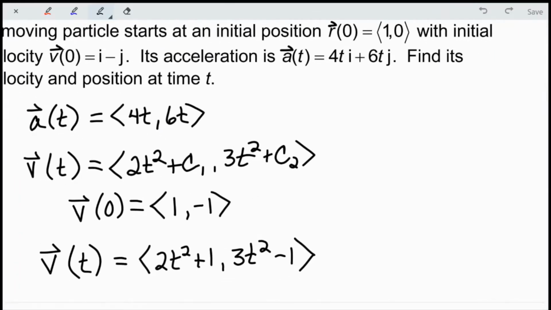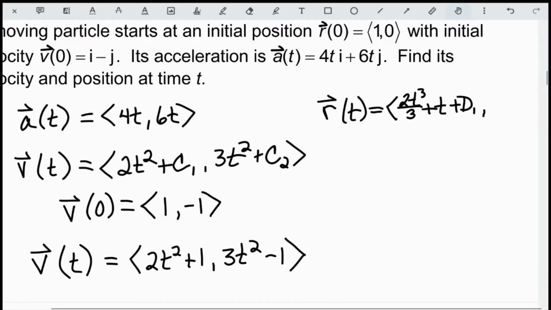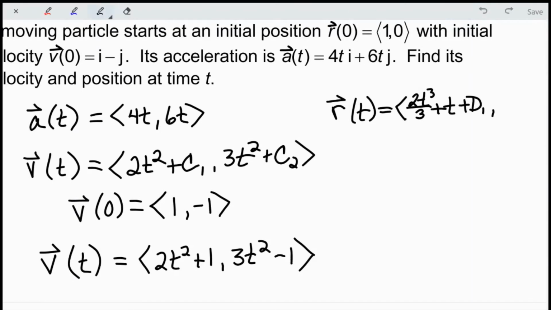Okay, so for the position, we're going to do the antiderivative again. Now remember, we don't usually use s for position here. We usually use r as our standard position vector when we're dealing with a vector equation like this. So I've got the antiderivative in the x direction, or in the i direction, if you want to think of it that way: 2t cubed over 3 plus t plus some constant I'm going to call d1. And then in the j direction, or the y direction, it would be t cubed minus t plus another constant.